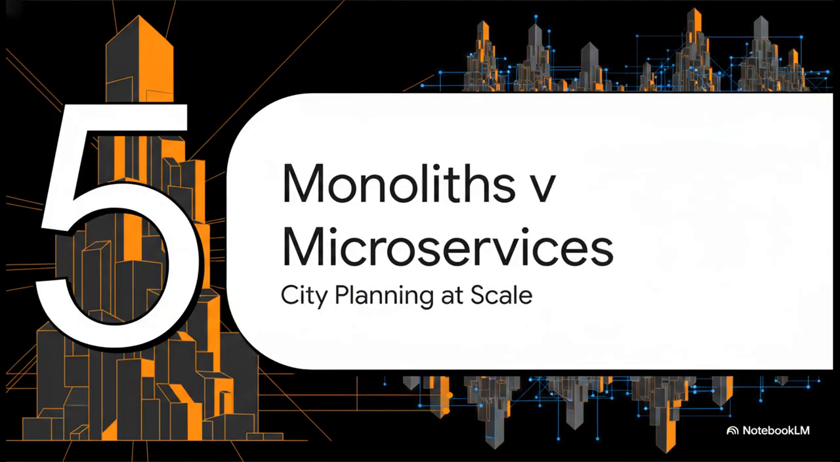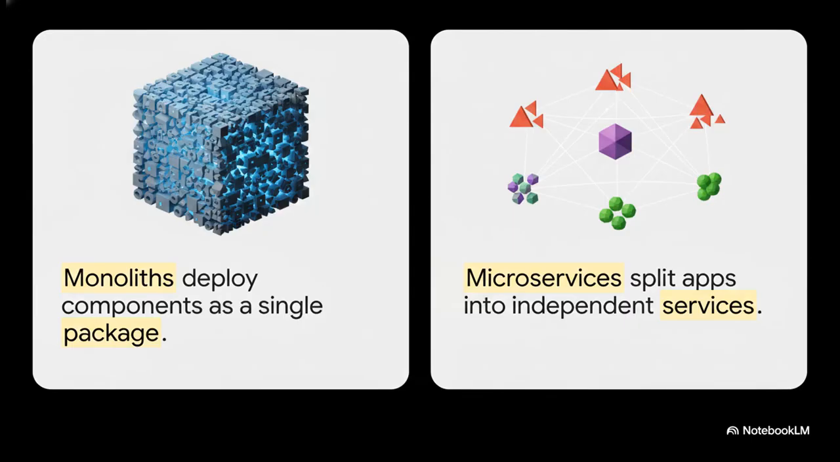And as these applications grow to millions of lines of code, we hit Section 5, monoliths versus microservices. This is basically city planning at scale. This right here is the ultimate architectural crossroads. A monolithic architecture intertwines all your components into one massive centralized deployment package. It's generally easier to build at first, but it can be absolutely brutal to scale. Microservices, conversely, shatter the application into small, hyper-focused, independent services. This means you can scale exactly what's under heavy load without touching the rest of the system. But, fair warning, it introduces immense complexity when it comes to deployment and monitoring.